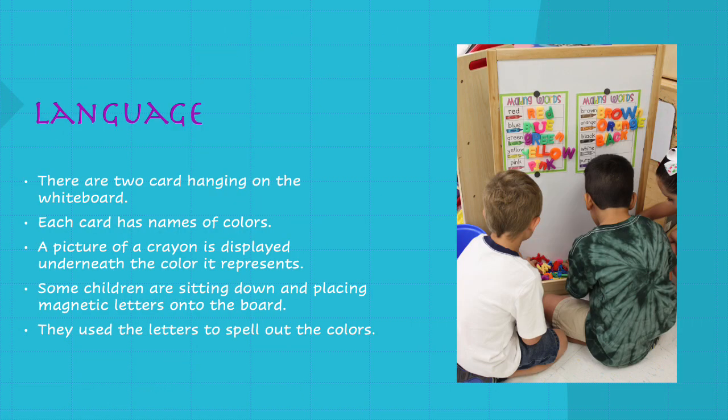In this picture regarding language development, there are two cards hanging on the whiteboard. Each card has names of different colors. A picture of a crayon is displayed underneath the color it represents. The children are sitting down and placing magnetic letters onto the board, and they use those magnetic letters to spell out the colors.